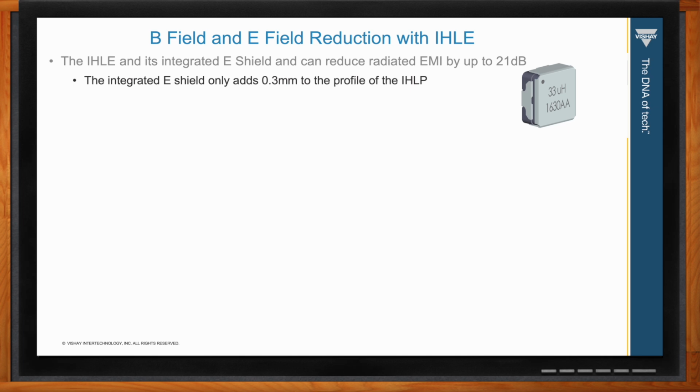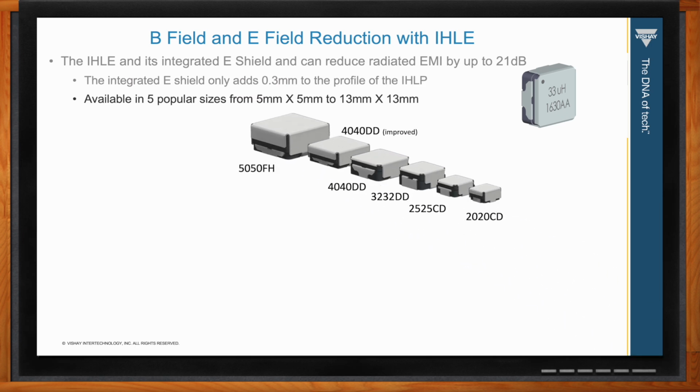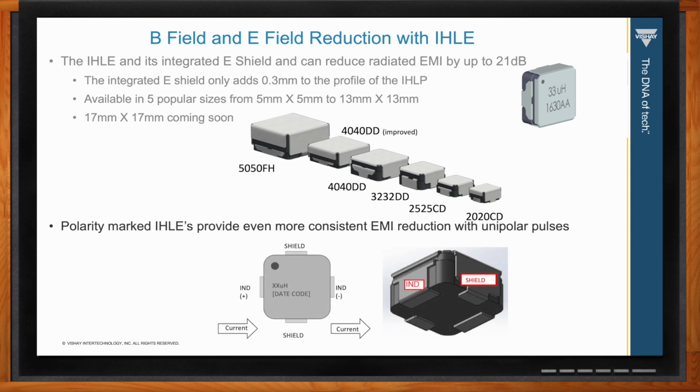So we take that E-shield and we integrate it into the IHLP, as you can see here, and we have the IHLE. And now you can see that in cross section that the insulated copper wire is completely surrounded by the magnetic material. So that keeps the B field inside. And now we have most of the inductor completely surrounded by its own Faraday shield. And that Faraday shield is then attached to ground. And then that ends up reducing the E field significantly. So as I said, the IHLE and its integrated E-shield can reduce the EMI by up to 21 dB.